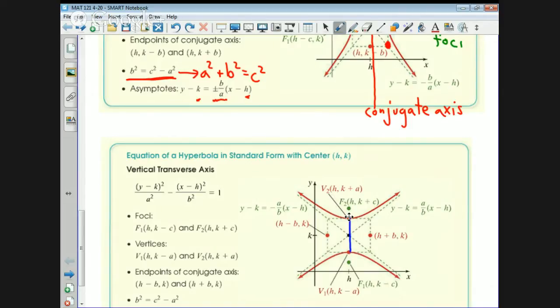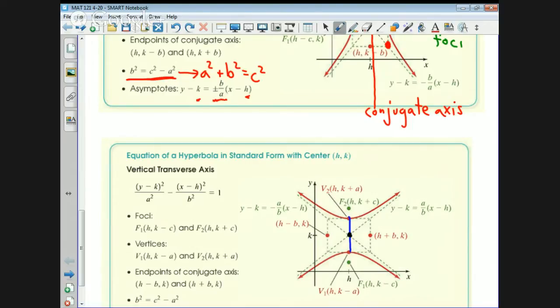Our foci are now up and down, so we have to change the y value by adding or subtracting c to it in the vertex. To get up to our vertice and down to our other vertice from the center, which is still this black dot here in the center, we're taking the h and then k plus a and then k minus a. It's like, wait a second, I thought a was attached to the x.